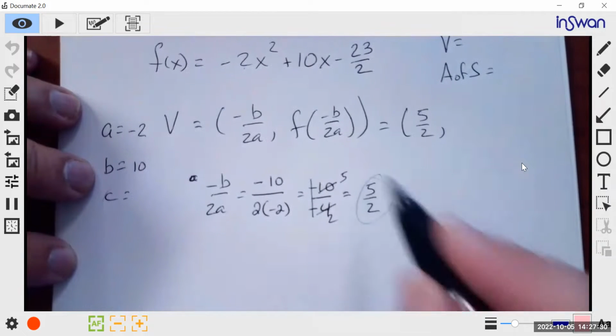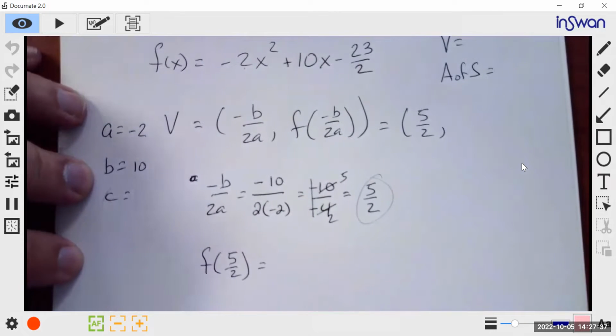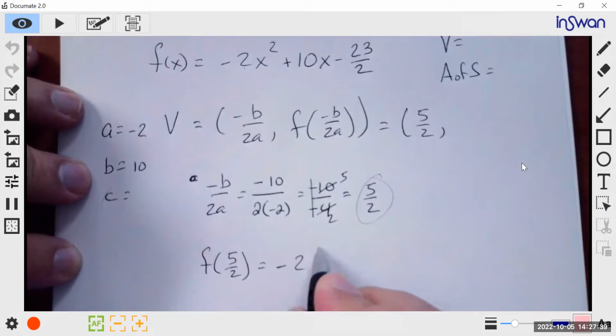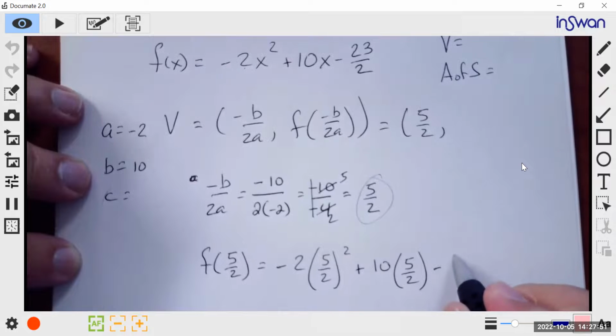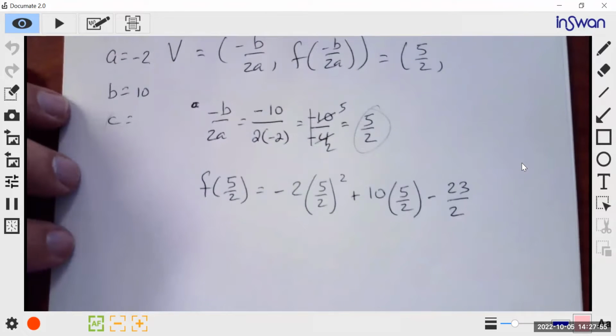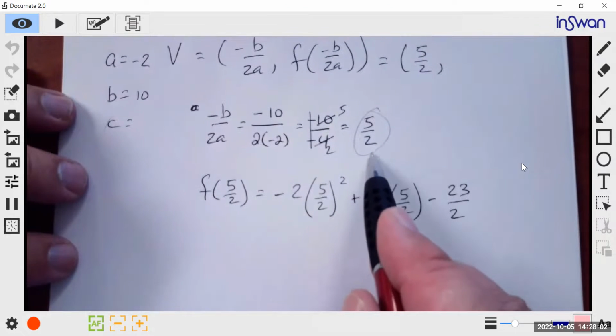Now, what do we do with this 5 over 2? We plug it inside the function: -2 (5 over 2) squared plus 10 times 5 over 2 minus 23 over 2. So I plug this back into the original equation.